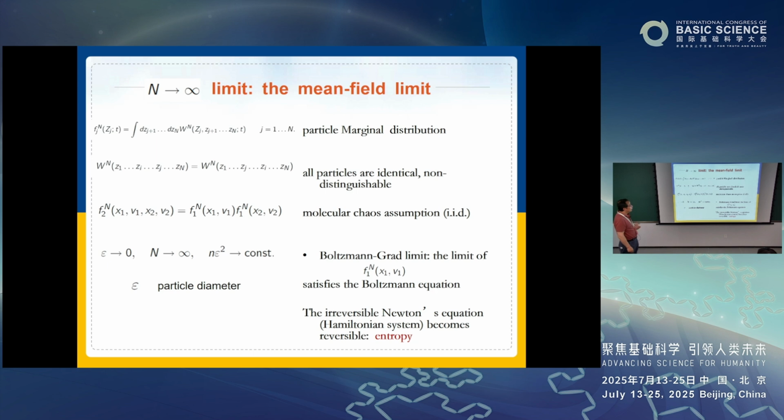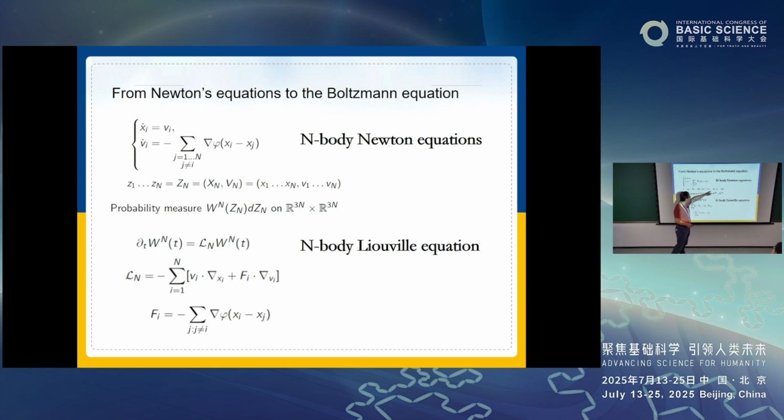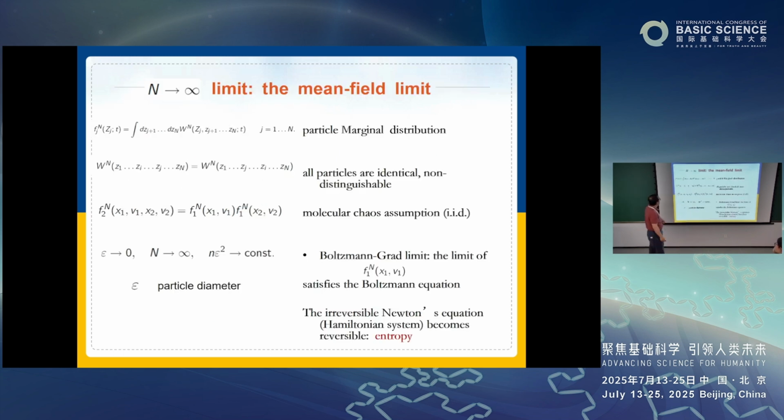Now I try to take a limit. I set n to infinity. I assume that the particle number goes to infinity. Of course, because my W depends on n particles, if you send n to infinity, this has infinite dimension. So now I have to introduce the so-called marginal distribution. Before, W depends on 2n variables. Now I'm going to integrate out part of the variables, for example, integrate from z_j to z_n. That's called the j-th particle marginal.